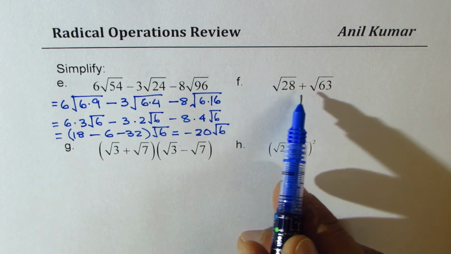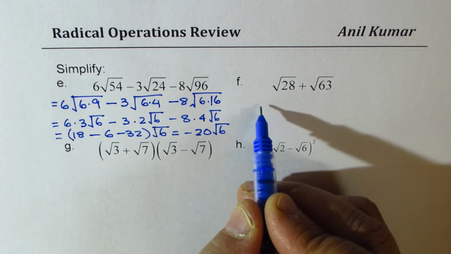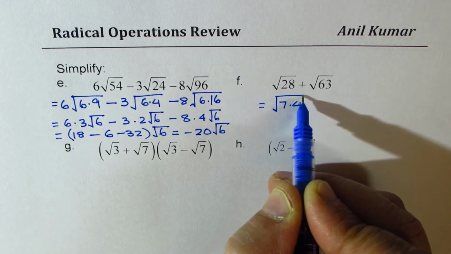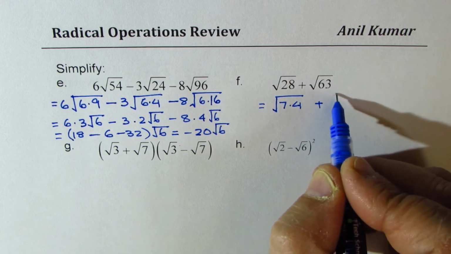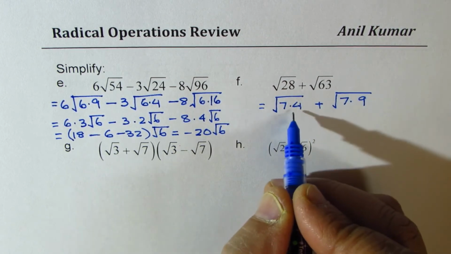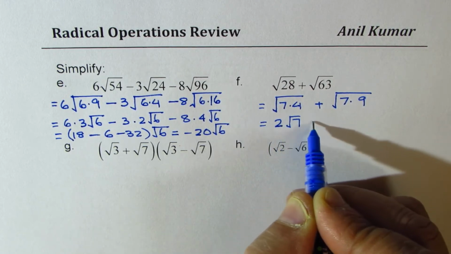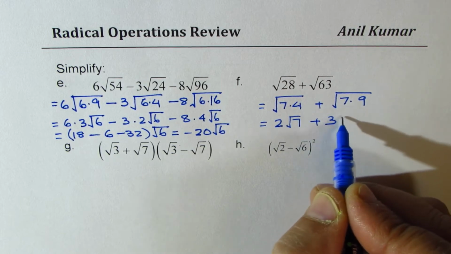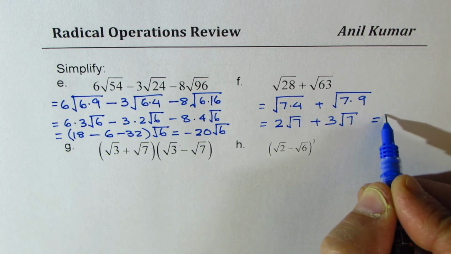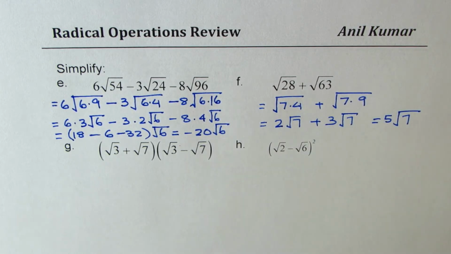Now we have square root of 28 plus square root of 63. 28 could be written as 7 times 4, and 63 could be written as 7 times 9. 4 is a perfect square. We could write this as 2 square root 7 plus 3 square root 7, since square root of 9 is 3. And now they can be combined and written as 5 square root 7. So I hope the operations are clear to you, right?